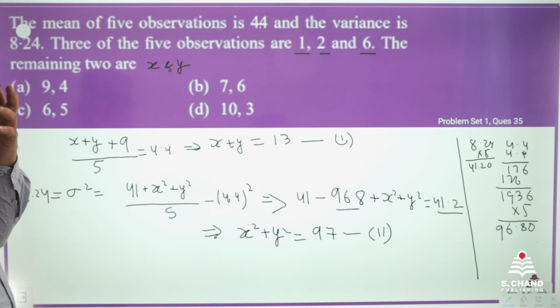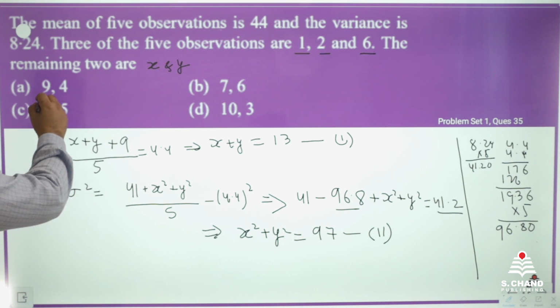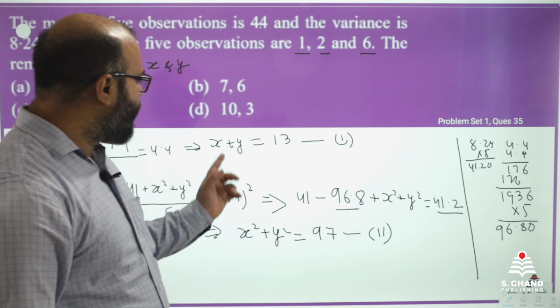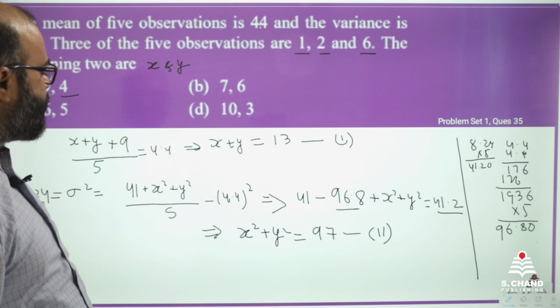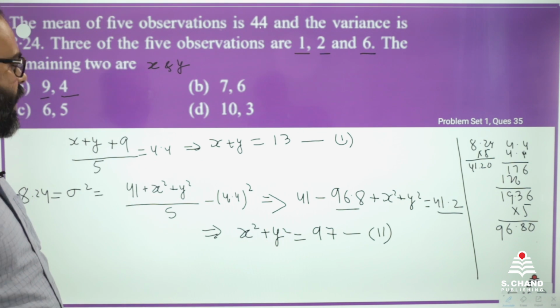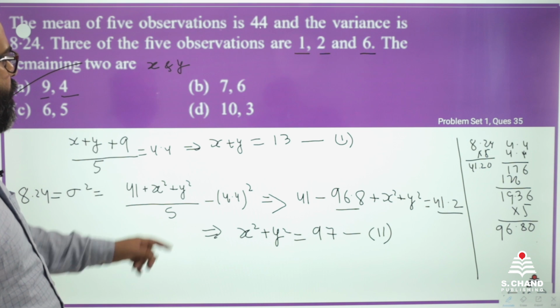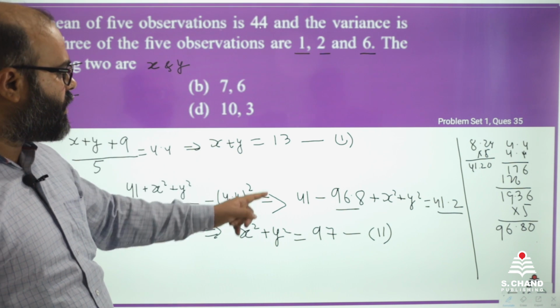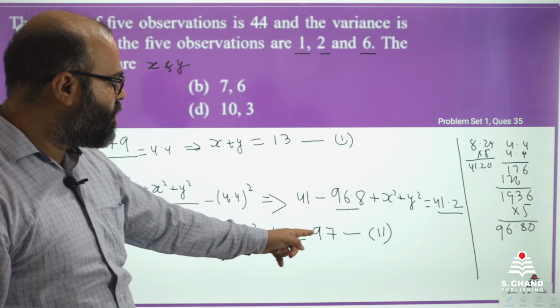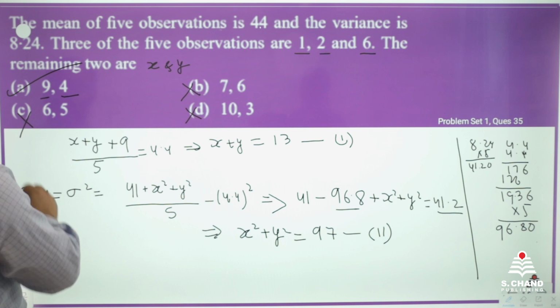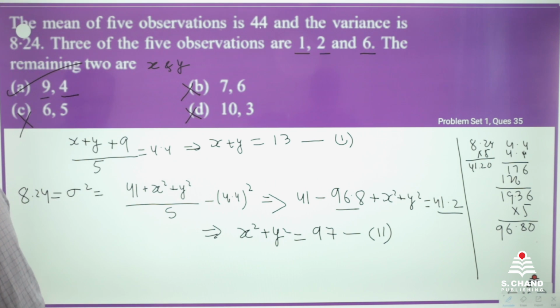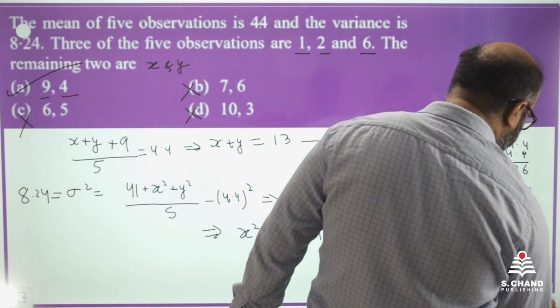Now one way is to solve these two equations. Another way is to see what values satisfy these two conditions. If you come to the first option, 9 and 4, you will see that 9 plus 4 is 13, and 9 square plus 4 square is 81 plus 16, that is 97. That is also fine, so this is the correct answer. If you had taken 7 and 6, it would satisfy the first equation, but 49 plus 36 will not be 97, so this will not be it. Similarly, the other options will also not work. So instead of solving, you can use the options, or you can solve if it is a subjective question.